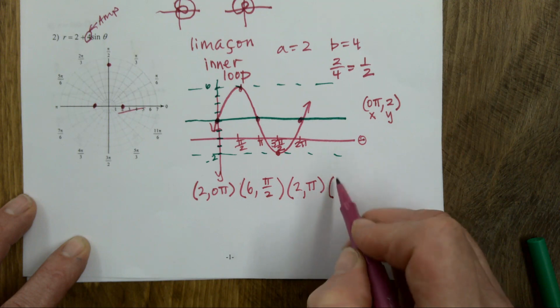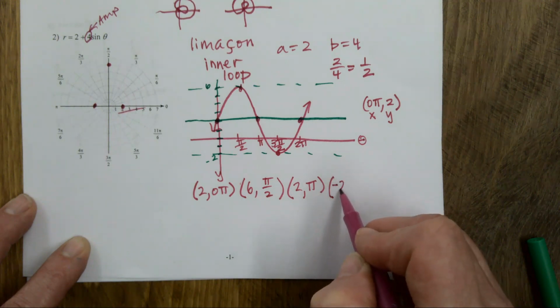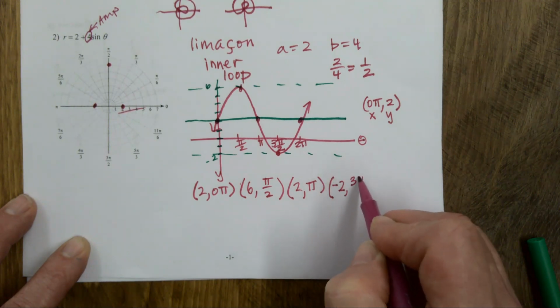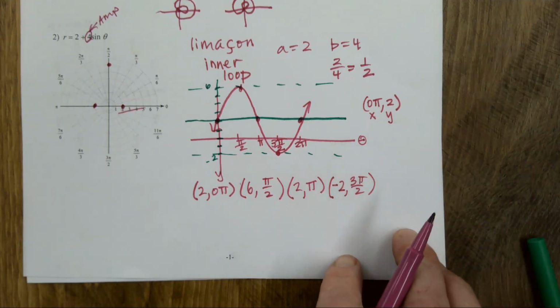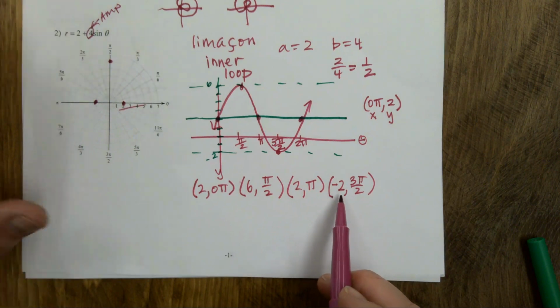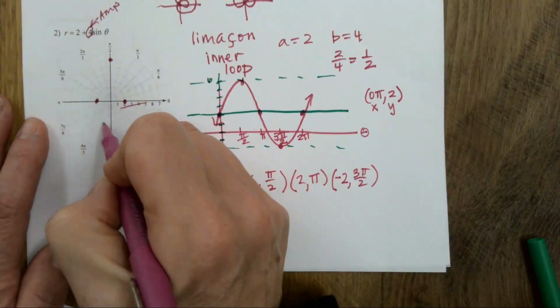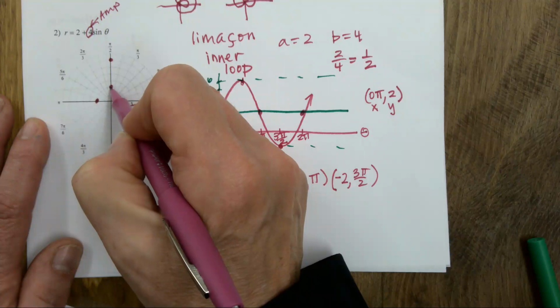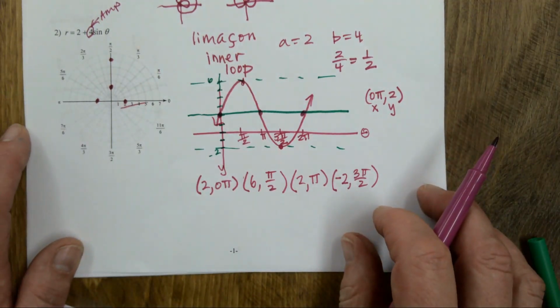Uh-oh. -2, 3 pi over 2. Sheesh. How do I do that? Just do it. I'm going to go left 2, then 3 pi over 2 around. So left 2, 3 pi over 2 around, that actually lands me up here. Good? Okay.